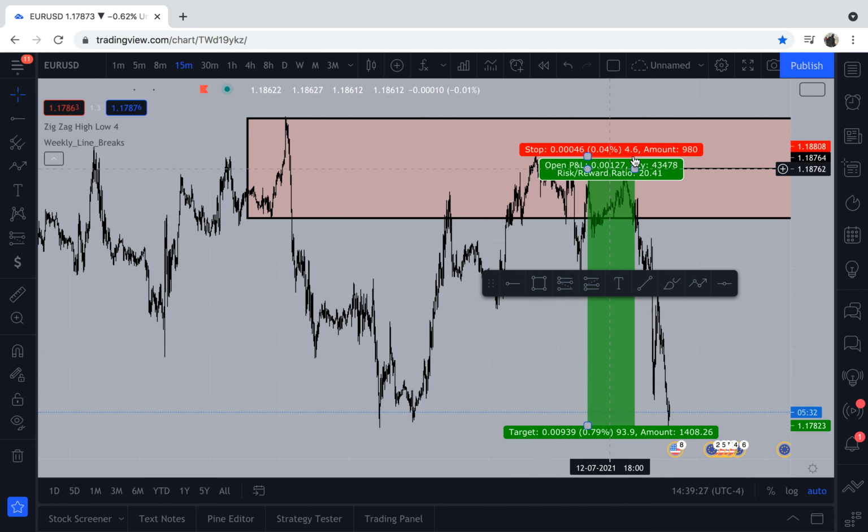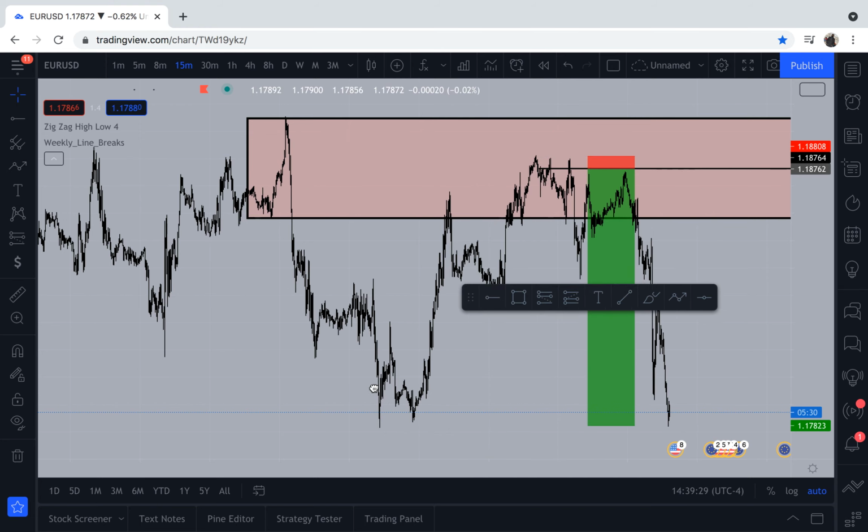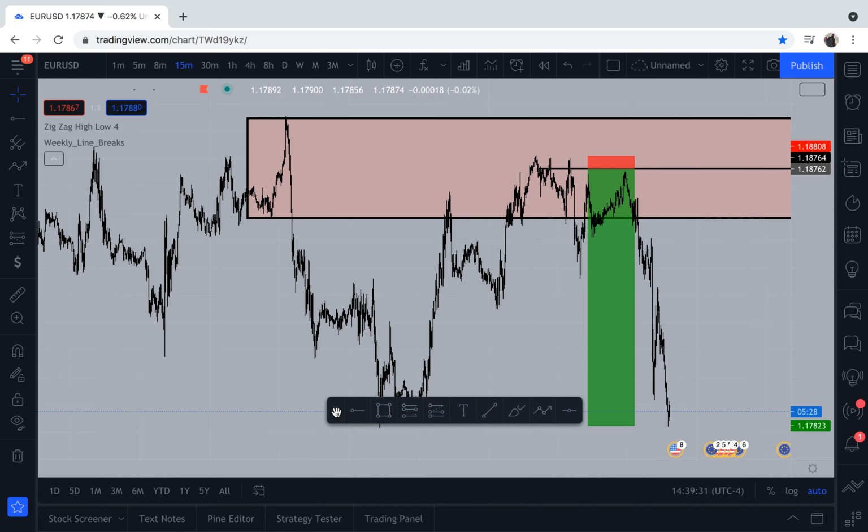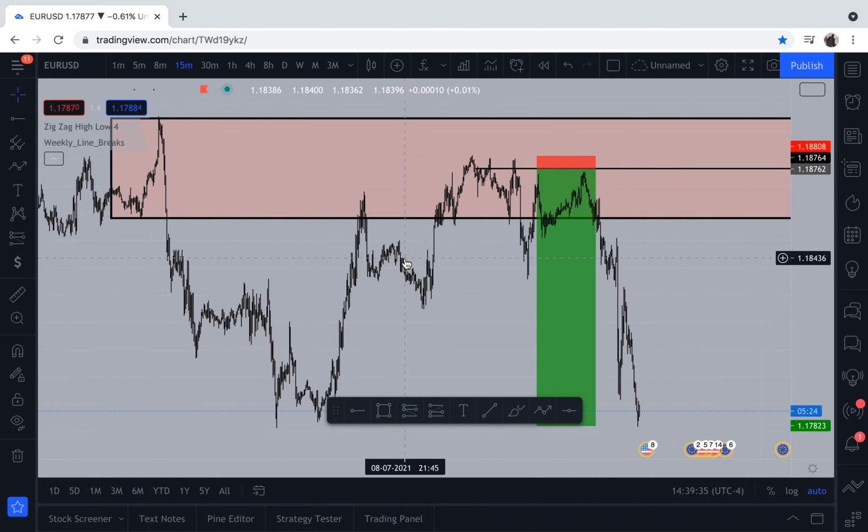At this point we're at 1 to 20. Where do you know in any other strategy that you have the possibility of getting a 1 to 20 in a trade? And that's why I love smart money.